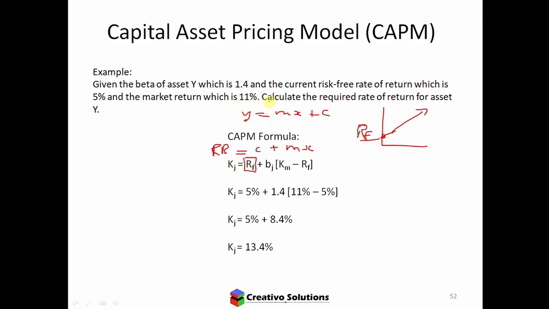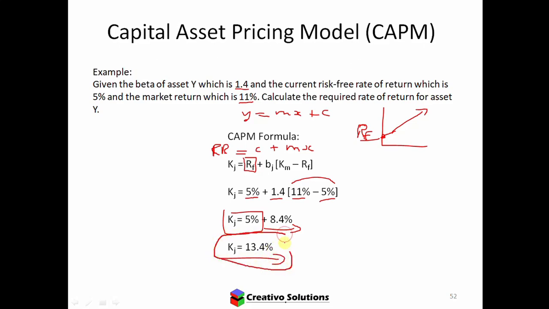Right, so here the risk-free rate of return was 5%. Okay, the beta was 1.4. The market return was 11. And the risk-free again was 5. So the difference here would give us a premium. Right, so basically we've got 5% plus that risk premium of 8.4, which is 13.4%.